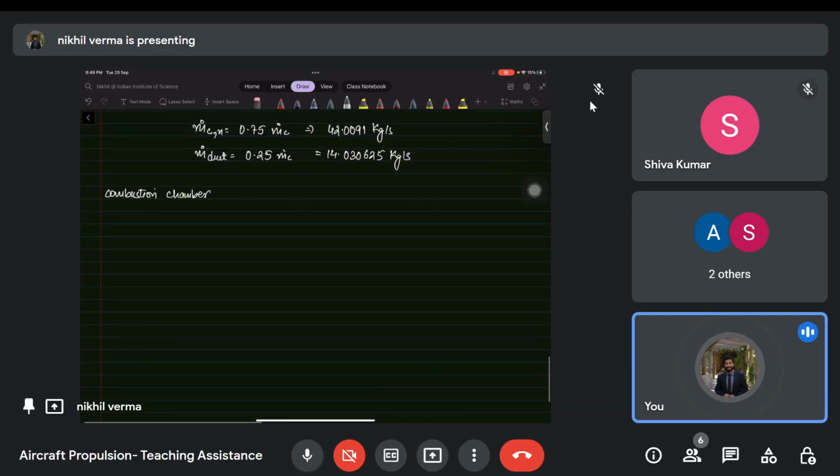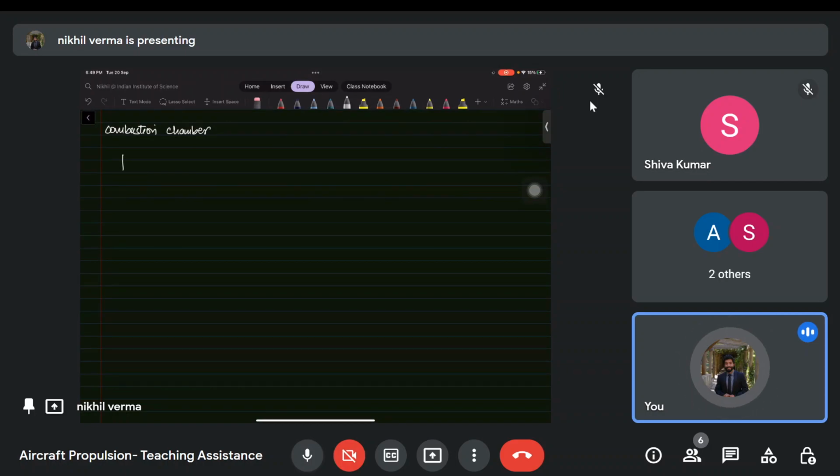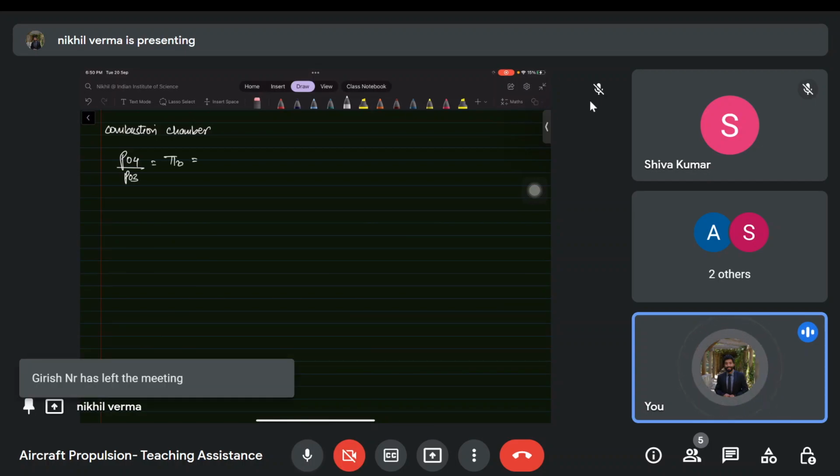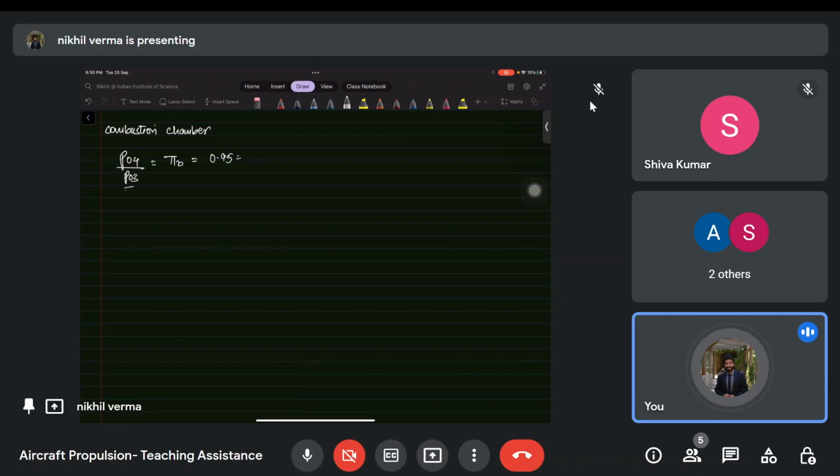Also now it is given, let us calculate P naught 4 by P naught 3. So P naught 3 you have 2030, so P naught 4 will be 1928 kilopascals. Okay.